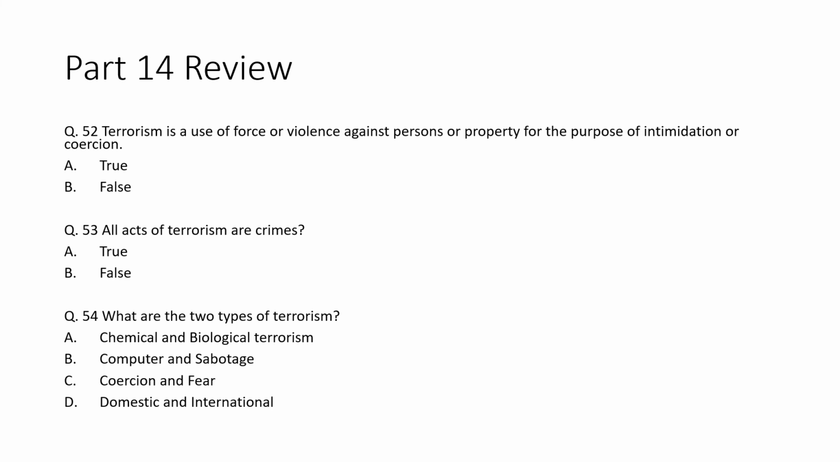Question 54. What are the two types of terrorism? A, chemical or biological terrorism. B, computer and sabotage. C, coercion and fear. D, domestic and international.